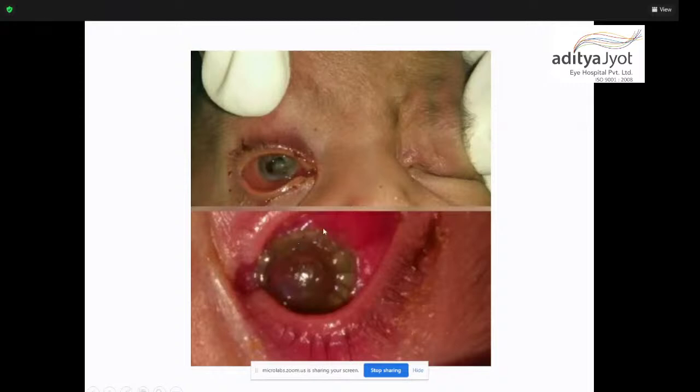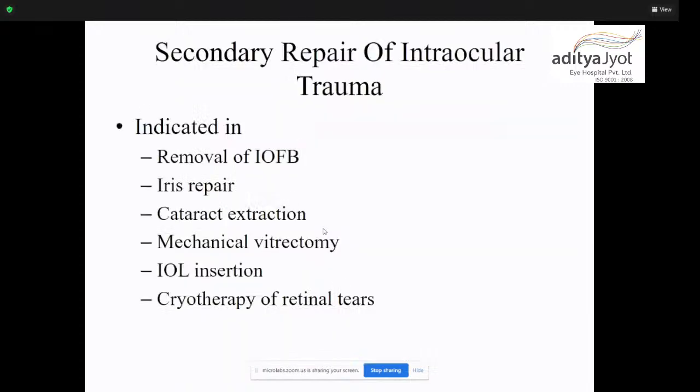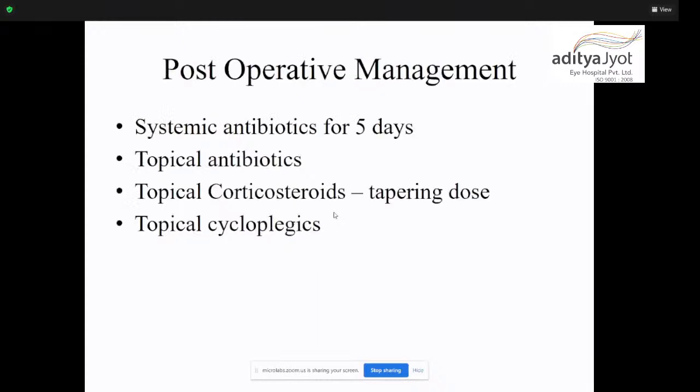It was not done with the ophthalmic microscope. It was just done with an ENT microscope in the pediatric hospital. So you can't expect much there because pediatric anesthesia is not available here. The secondary repair of intraocular trauma like vitrectomy and cryotherapy and all will be dealt with by Natarajan sir.